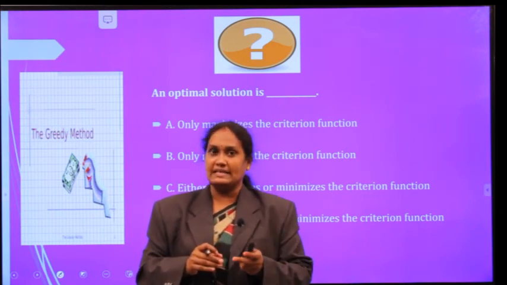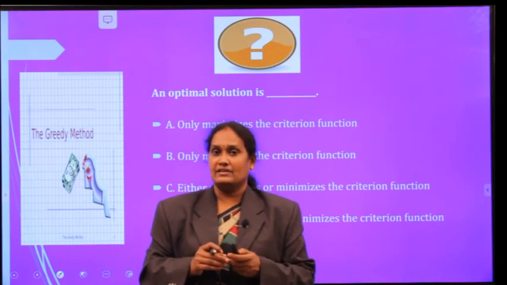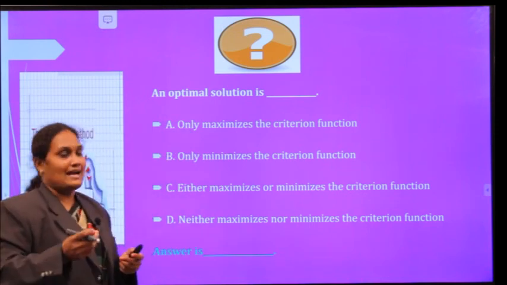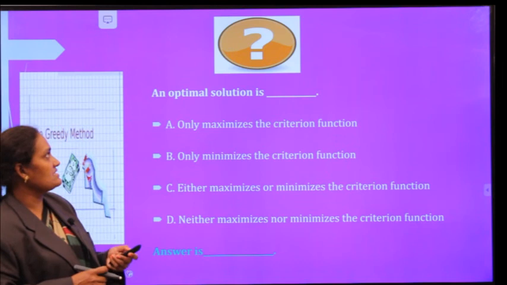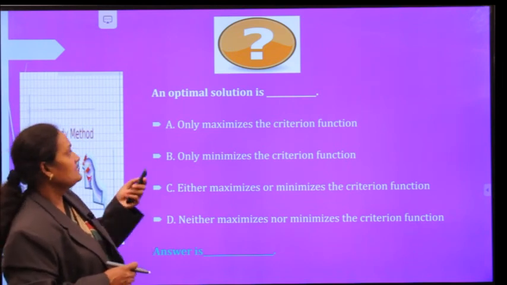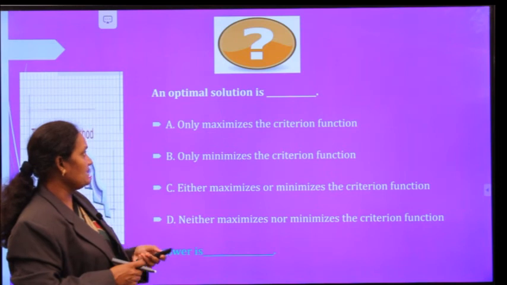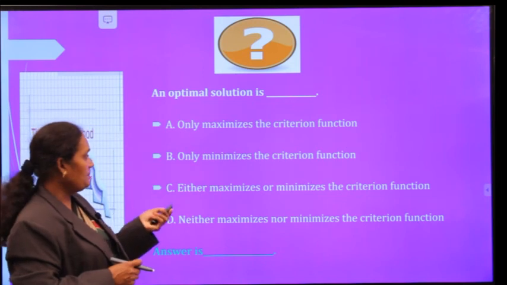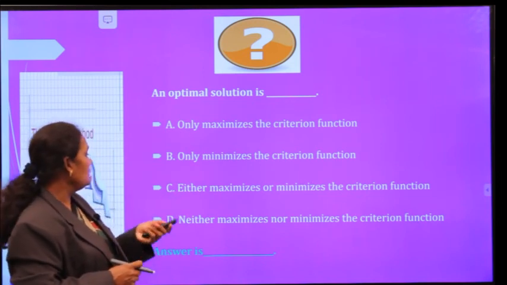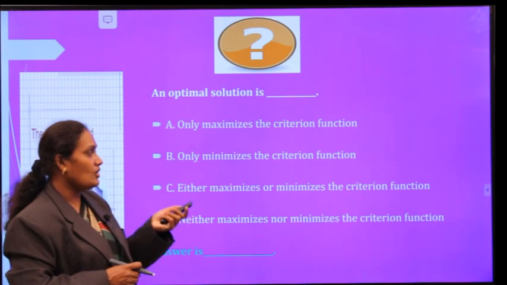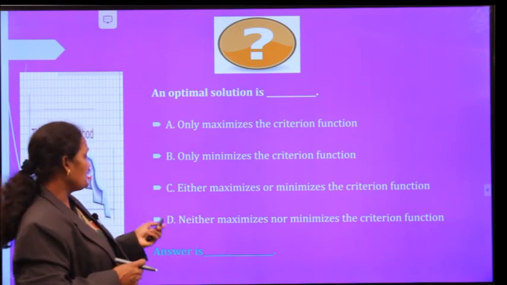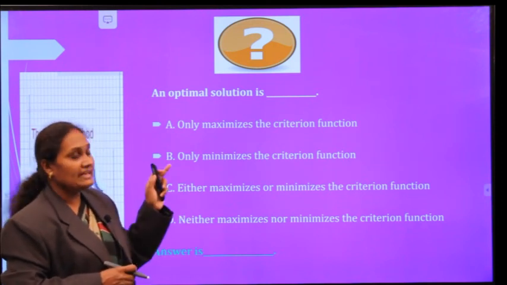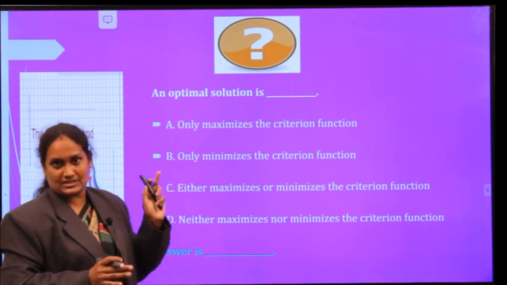In this session, we also saw the control abstraction and its graphical representation. To assess yourself, here I have given some questions. Answer these questions and share the answers with me through the given mail. The first question is, an optimal solution is option A, only maximizes the criterion function. Option B, only minimizes the criterion function. Option C, either maximizes or minimizes the criterion function. Option D, neither maximizes nor minimizes the criterion function. Here the criterion function is nothing but the objective function.